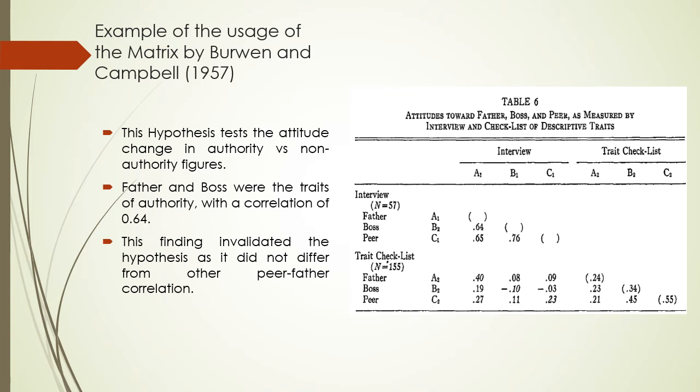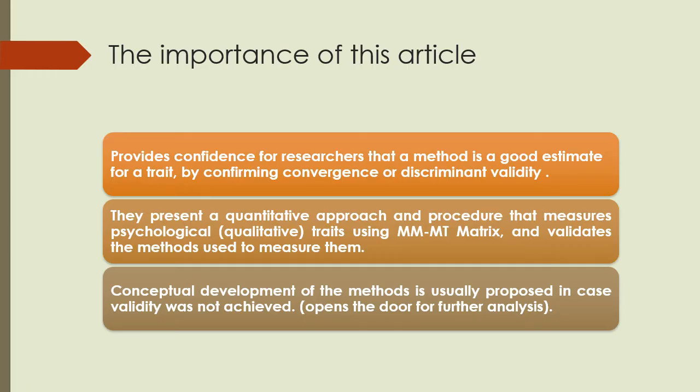However, this doesn't mean that this is the end of their research. It opens a lot of doors for different hypotheses and different modifications of their construct. So I would like to highlight the importance of this article. This article presented a quantitative approach to very abstract and qualitative traits. So this is massively used in psychological, management, and marketing research, and they used a mathematical matrix to validate these methods, and they provided 2 big categories, which are the convergent and the discriminant validity.